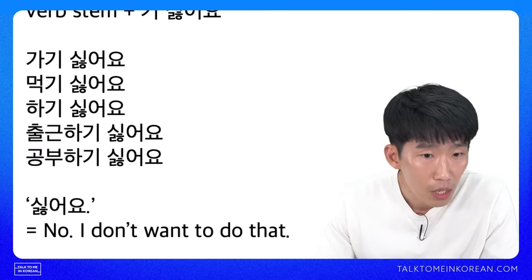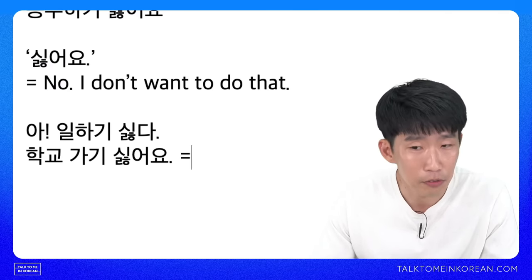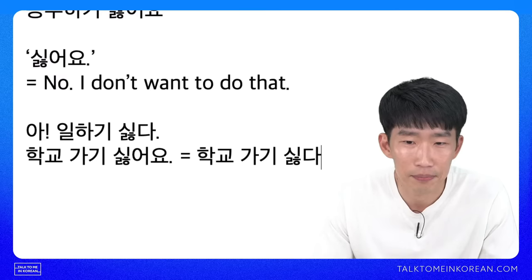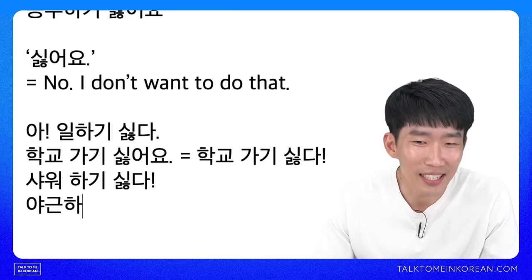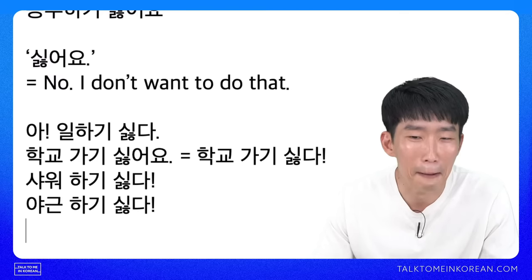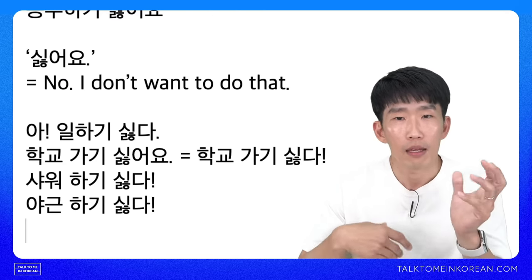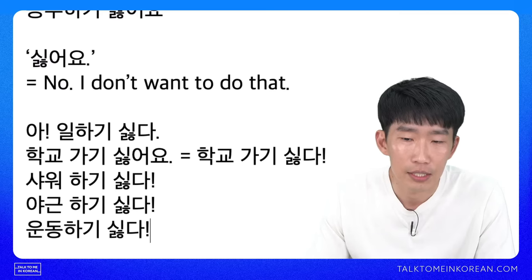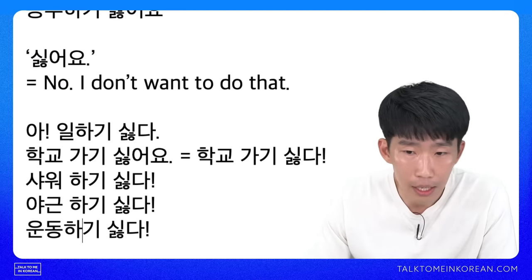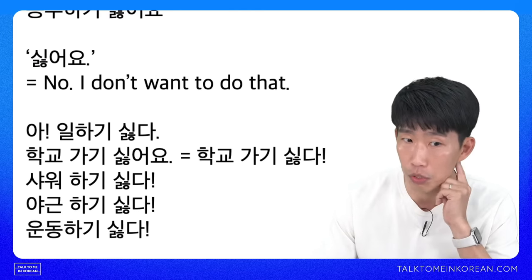일하기 싫다. Jay, and 학교 가기 싫어요. Yeah, you can also say 학교 가기 싫다. 샤워하기 싫다. 야근하기 싫다. Yeah, 야근. 야근 is 야간 근무. 야근 is working extra hours. 운동하기 싫다. So here, 운동. Aya, you wrote 운동기. It has to be 운동하기 싫다 because the verb stem includes 운동하.